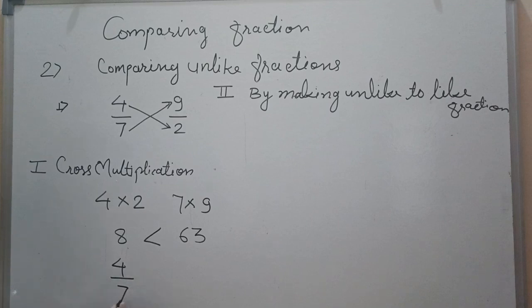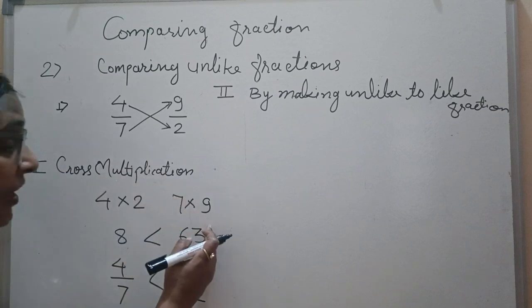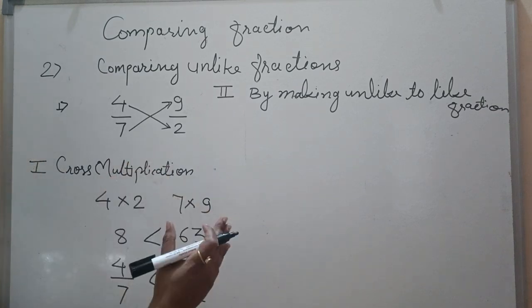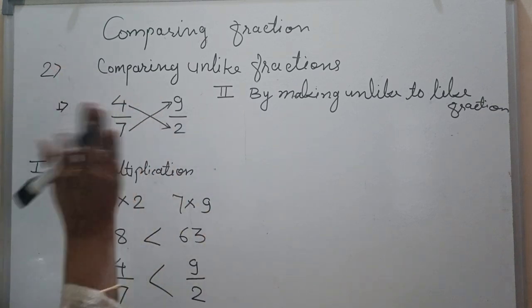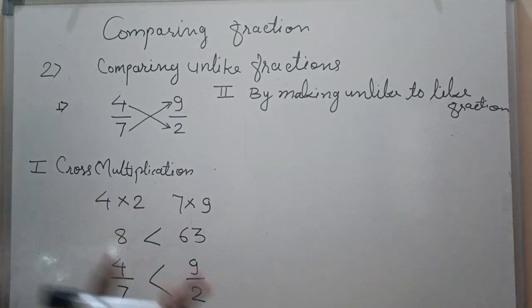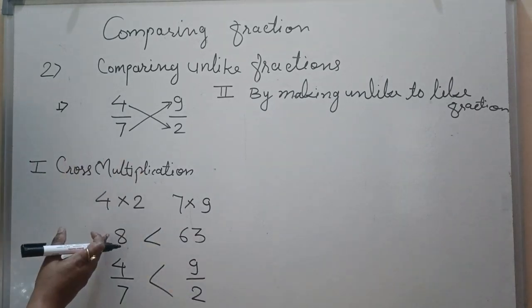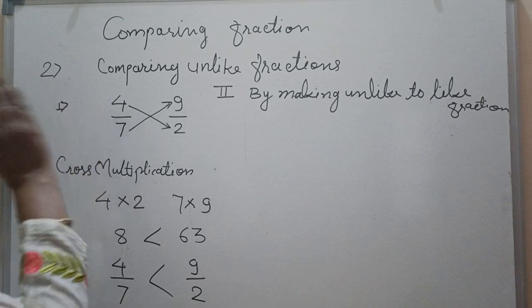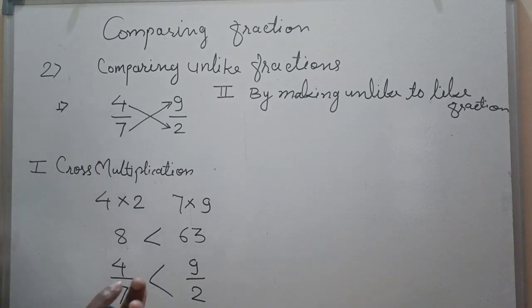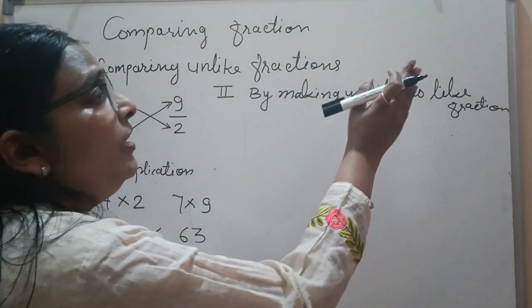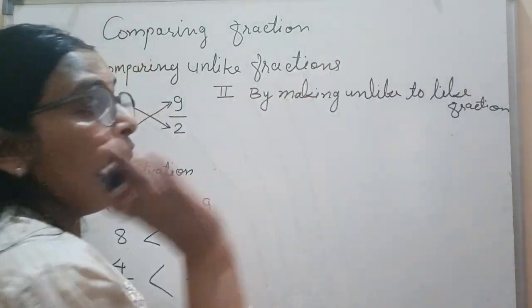Therefore, between 4 by 7 and 9 by 2, which fraction will be greater? 9 by 2 will be greater. As you got here, the right hand side product is greater, so the right hand side fraction will be greater. Suppose if you get the left hand side greater, then the left hand side fraction will be greater.